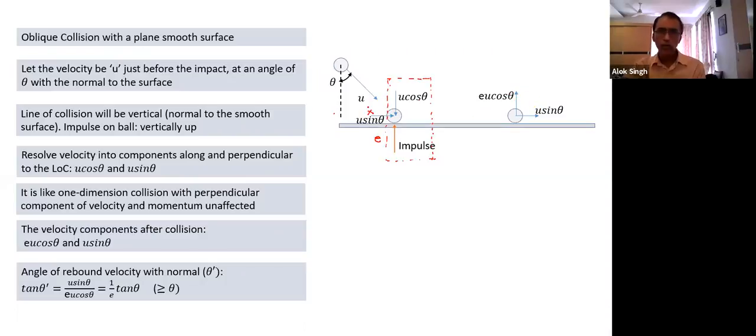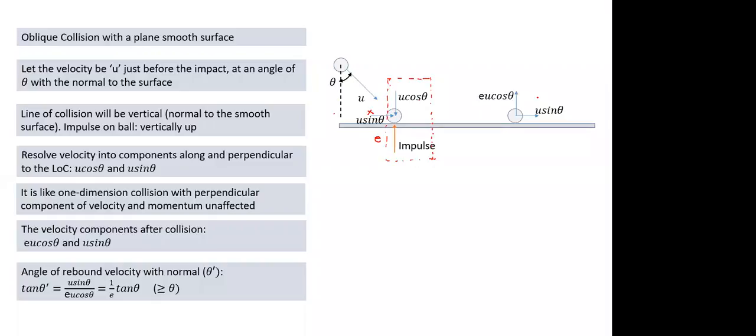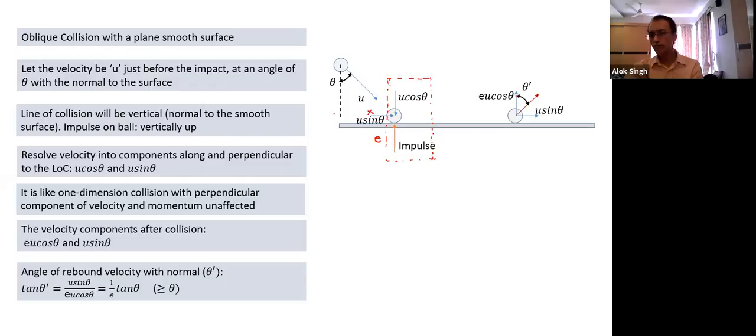See, it hit the floor at an angle theta. Can we also find out the angle at which it will rebound? It's theta dash. How much is theta dash? Can we calculate tangent of theta dash? Since we are measuring the angle with the vertical, tangent of theta dash will be the horizontal component by the vertical component, because I'm measuring the angle from the vertical. When I measure the angle from the horizontal, we take the vertical, the y component, divided by the x component. And of course, it makes sense.